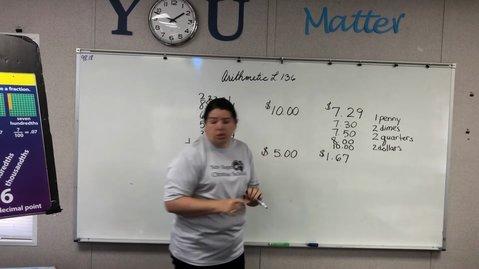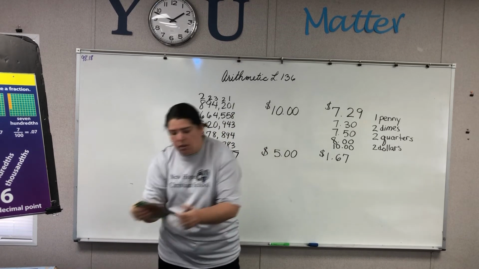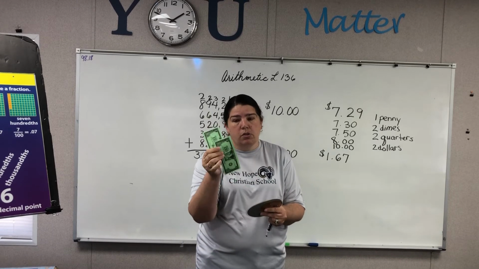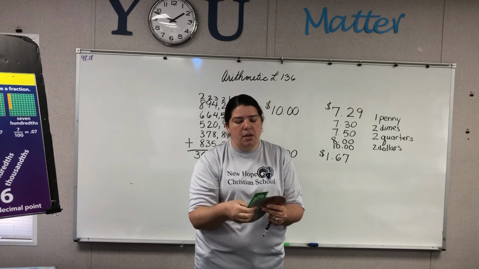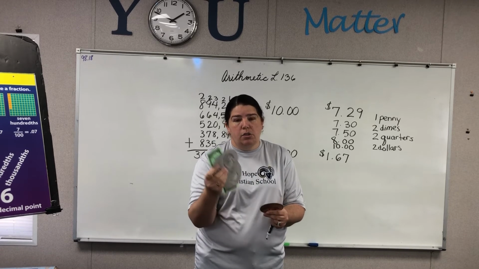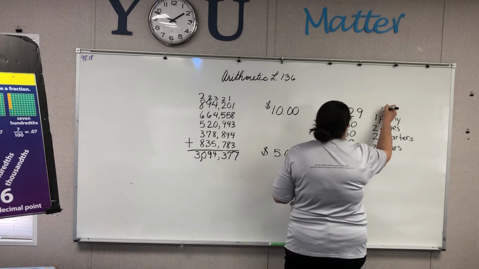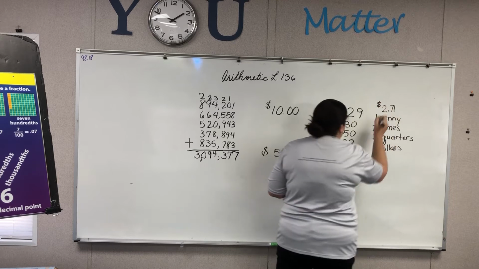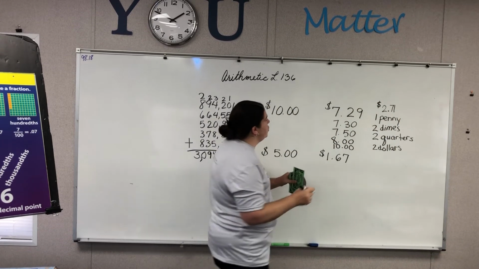So my change that the lady should give me back, I'll collect it all here, should be $1, $2, $2.25, $2.50, $2.60, $2.70, $2.71. And there you have it. Okay? So I have $2.71.